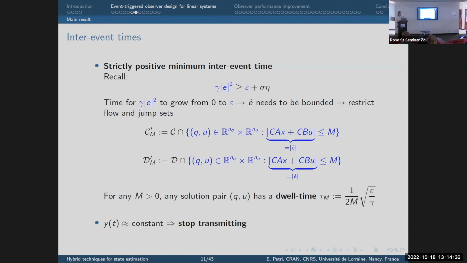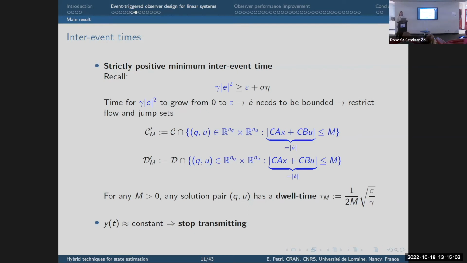For this reason, we restrict the flow and jump sets in this way, that are the previous flow and jump sets C and D, intersected by this set, which is simply a set where the time derivative of E is bounded by an arbitrarily large positive constant M. And we prove in this work that for any M, any solution pair of this new hybrid system has a dwell time tau M, defined by this equation, which means that the time between any two transmissions over the network is always greater than or equal to this time here. And from this expression here, we see why it's needed that epsilon is strictly positive.